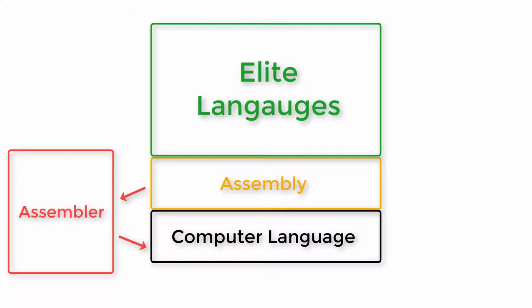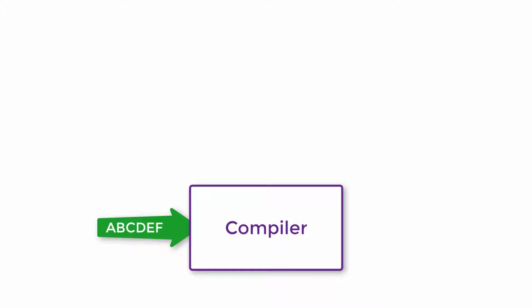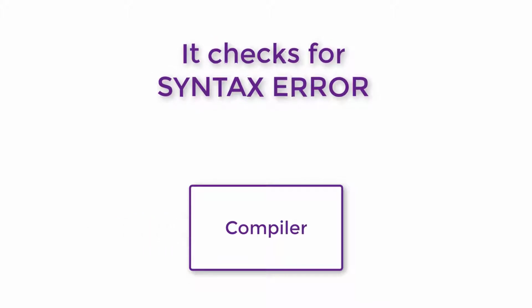As we know from the previous tutorial, the compiler is a special program that processes statements written in a particular programming language and turns them into machine language. Now, it does a couple of things before converting your program into machine language. It checks for syntax errors. So what is a syntax error?